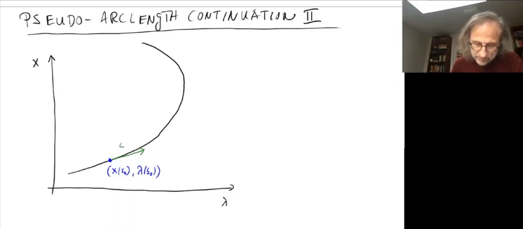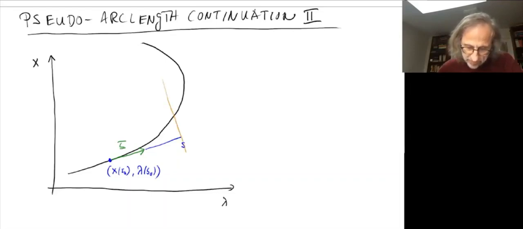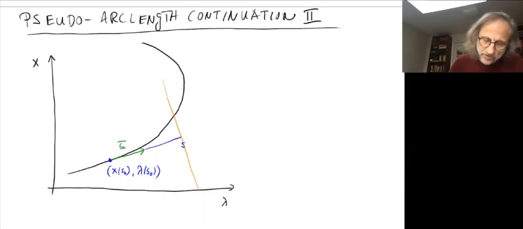Let's call that tau. And so we extrapolate along that tangent vector a certain distance all the way to the value s. We go from s0 to s. And of course, that will not be on that branch anymore. And so then what we want to do is put a plane perpendicular to that tangent like this. And we want to find the solution on that plane for that branch, right?